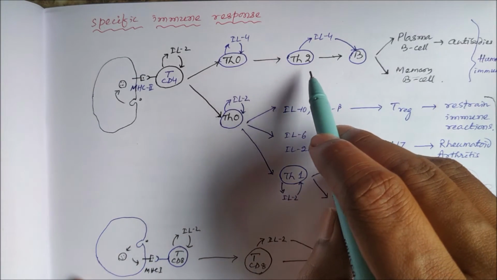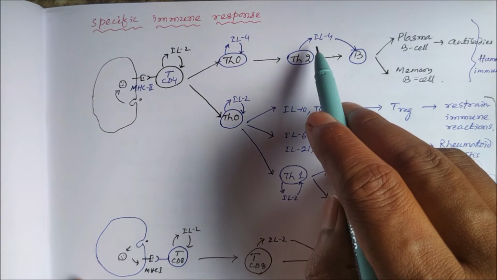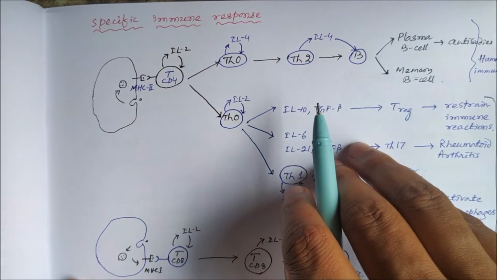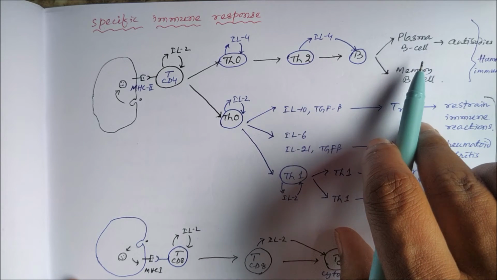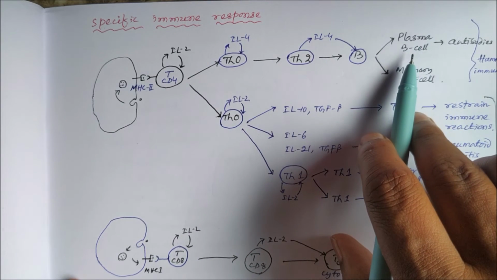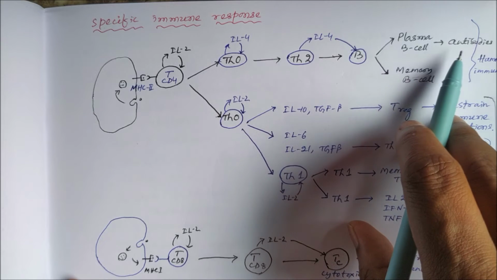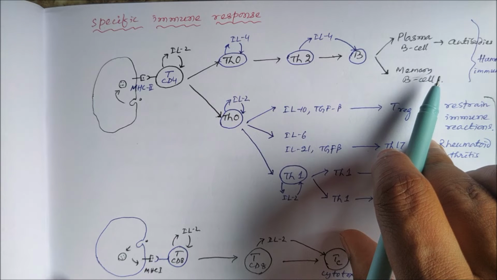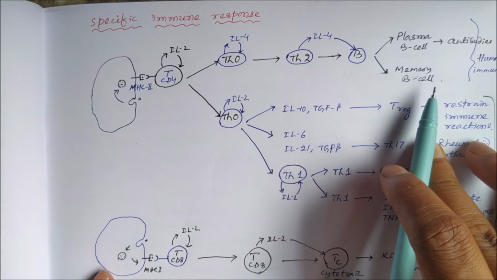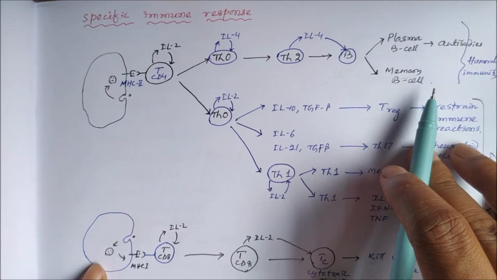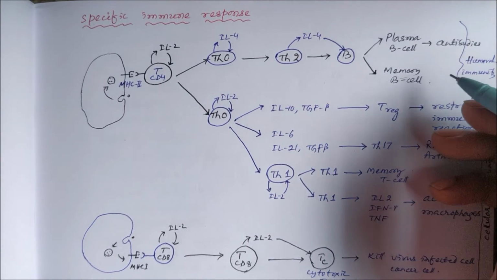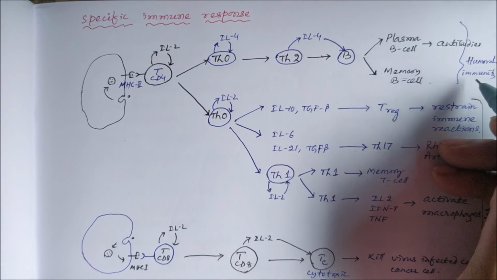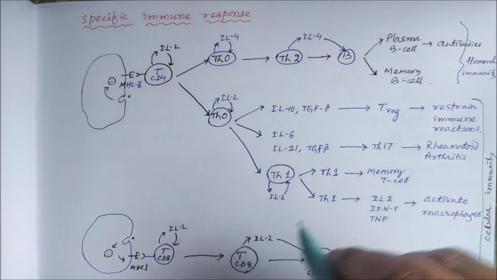So T helper 2 cells by releasing interleukin 4 they differentiate B lymphocytes into either plasma B cell or memory B cell. Plasma B cell or plasma B lymphocytes secrete antibodies, and memory B cells remember the antigen, so that in future if it comes, then it can interact. So this provides the humoral immunity through antibodies. Immunity provided through antibodies is humoral immunity, and in this way humoral immunity is obtained.